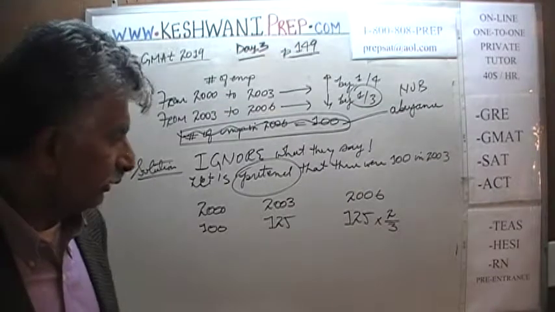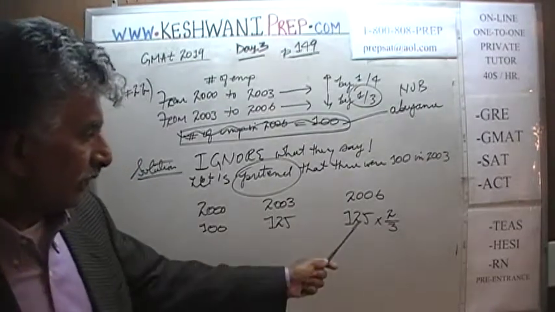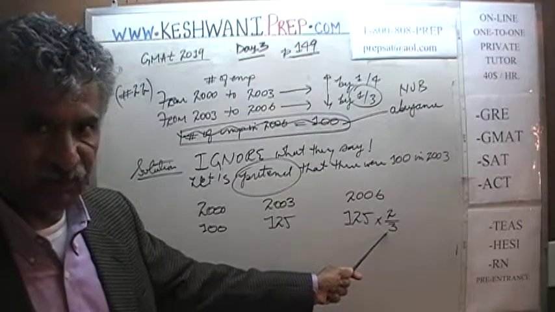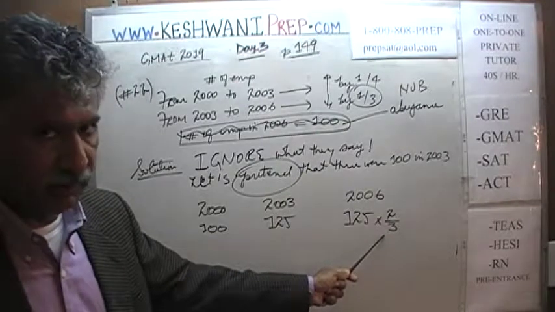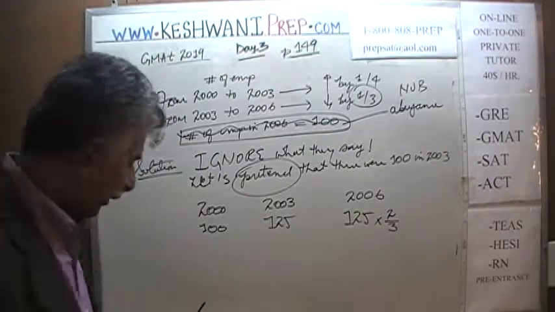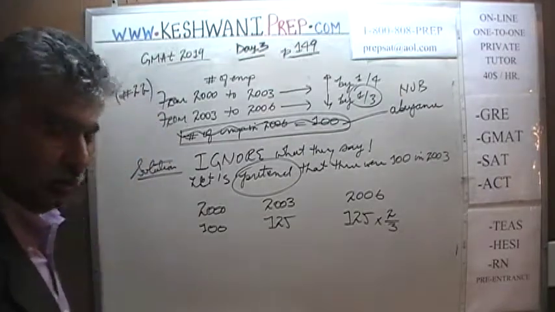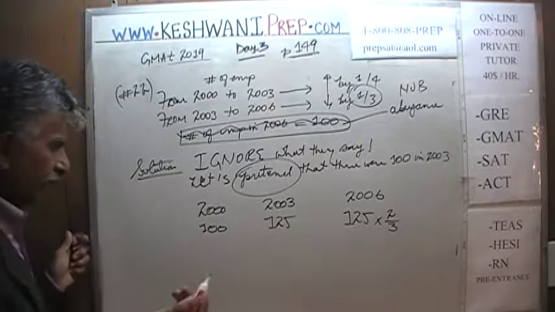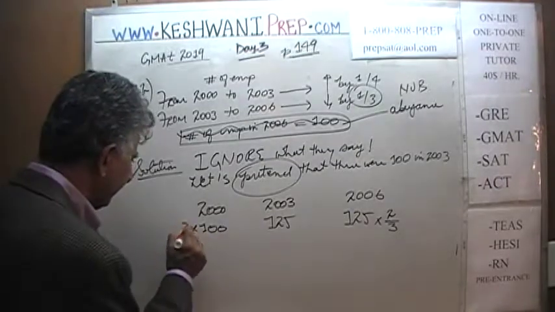Keep listening. It's very important that we pay attention. As you can clearly see, the 125 does not divide nicely into 3, does it? Don't worry about it. Don't make a fuss about it. Just adjust it as you go along. So let's adjust it. Watch what happens. Let's pretend that there were 300 people in 2000.